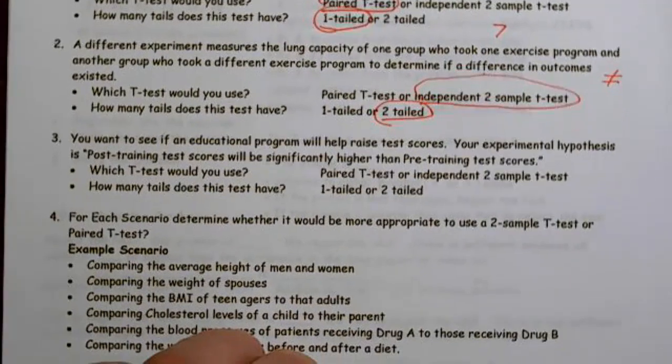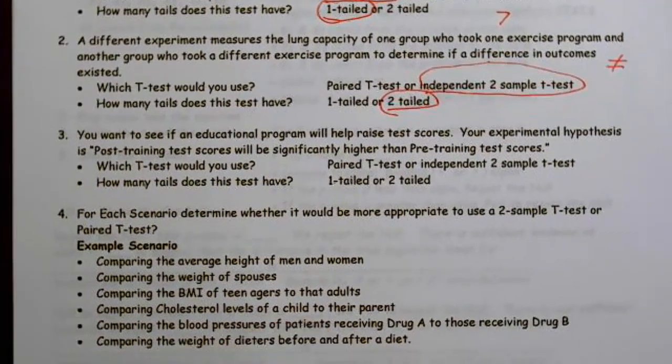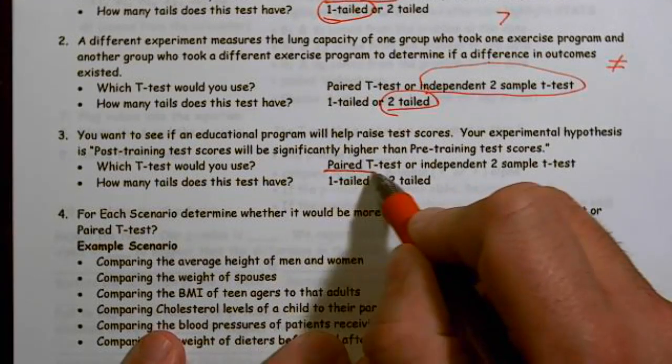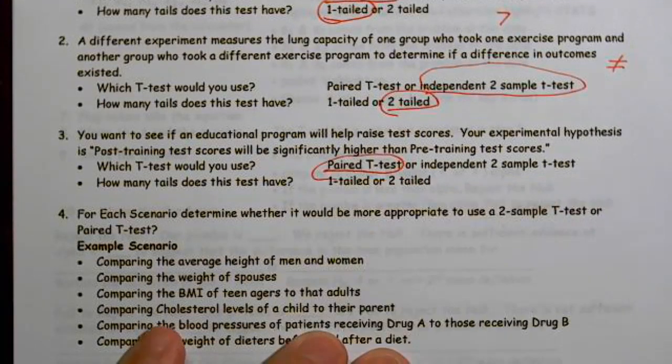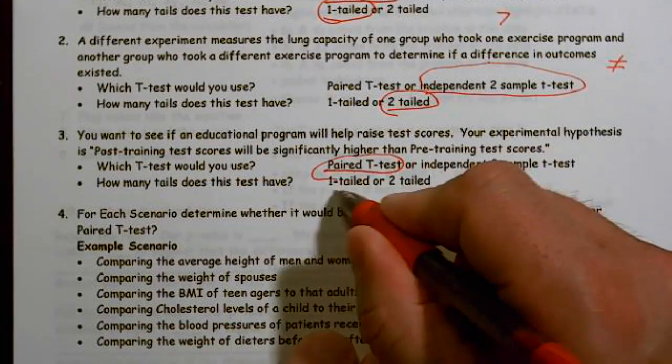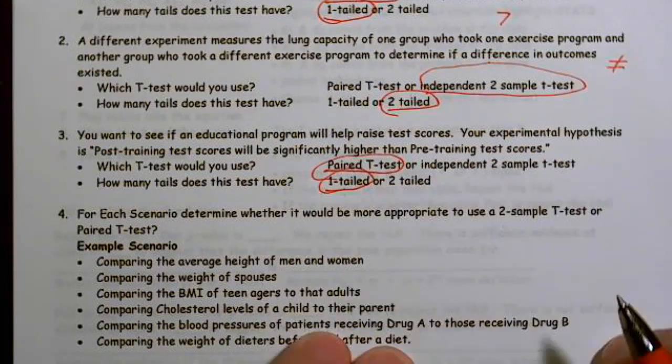The next thing, you want to see if an educational program will help raise test scores. Your experimental hypothesis is post-training scores will be significantly higher than pre-training scores. Which test would you use? All right, so we have a pre and a post, and consequently we would go, you know what, we can do this as paired data. That would be the best way, because you always want to do paired if at all possible. So in this case, we do paired, and we want to see if it increased. So we have a direction. So this makes it one tail.